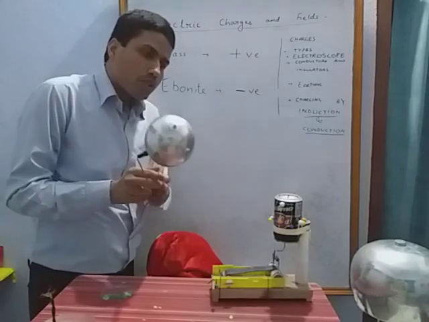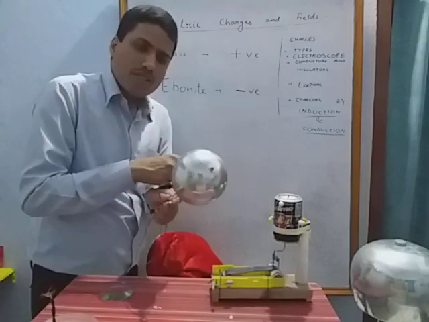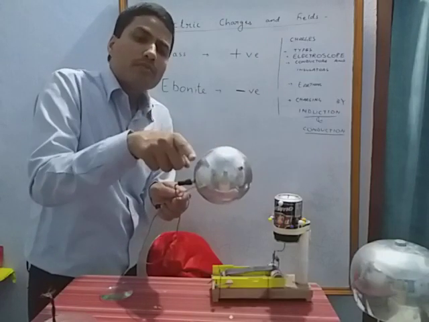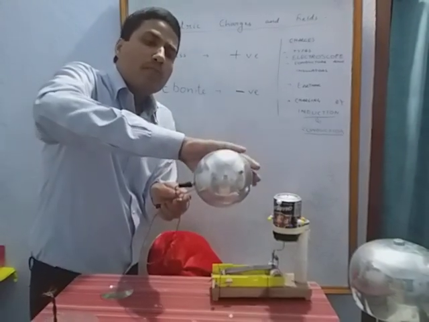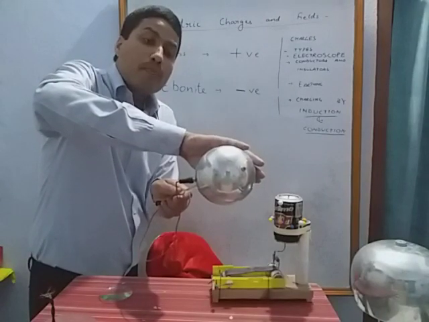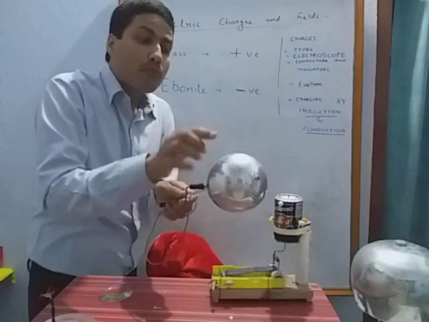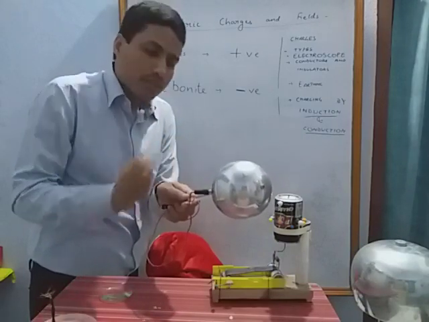When I bring it close, since this is negatively charged, it will repel the electrons over this. The electrons will move. They will be repelled. So this side will be deprived of electrons, and the electrons will go and accumulate at this position, far from those negatively charged balls.